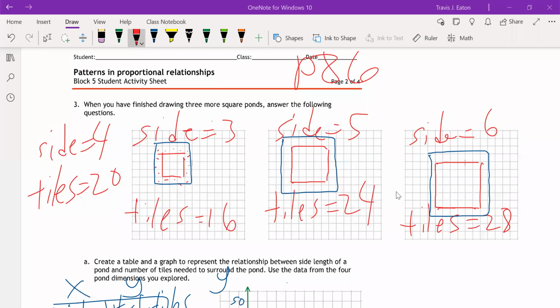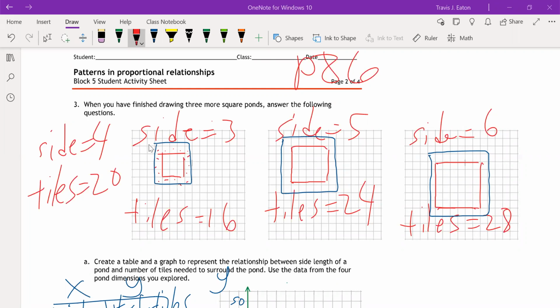Now, in the last lesson, we were taking a look at the different sizes of square ponds that we were building and figuring out how many square tiles it would take to surround those ponds. The one we started with had a side length of 4 feet, and it would take 20 tiles. All the tiles are 1 foot by 1 foot.